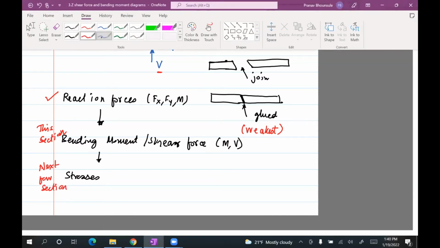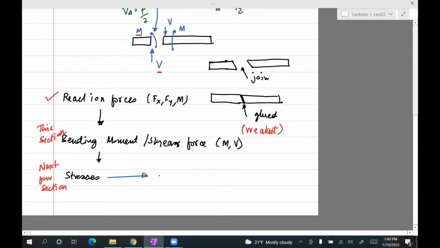And then we want stresses because this is what drives the design. An example of this was what we talked about in the first class, where if you remember, we talked about factor of safety. The factor of safety depends on the strength of the beam or that material, and then it depends on the stress at a particular location. That stress is the one we'll be computing, but we can't do that unless we do the first part. So this part is going to focus on M and V, the shear force and bending moment diagram.